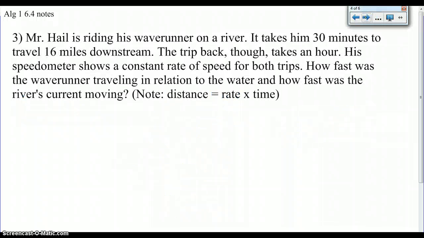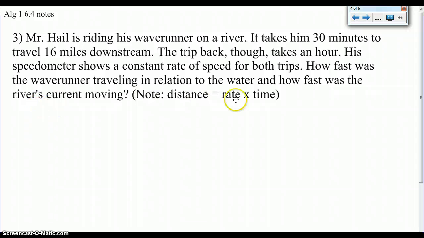On a nice winter day, it's nice to think about riding a wave runner. That's why this problem was written. So I'm riding my wave runner. It takes me 30 minutes to travel 16 miles downstream. The trip back, though, takes much longer, an hour. My speedometer shows a constant rate of speed for both trips. How fast was the wave runner traveling in relation to the water? And how fast was the river's current moving?